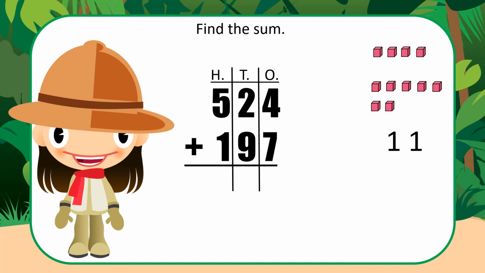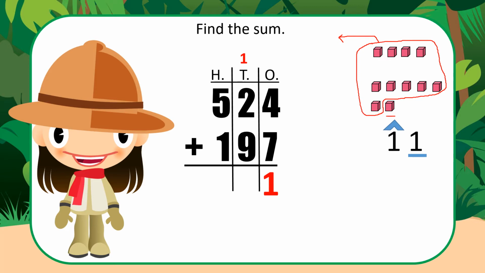Let's make a group of 10 out of these ones. We have 1, 2, 3, 4, 5, 6, 7, 8, 9, 10. So let's get this group right here, and this is our group of 10. So we're going to change this into a group of 10, and we're going to put this over the tens column. So that means we have 1 left over, and that means that this one will go in the ones column, and this one will go on top of the tens column.